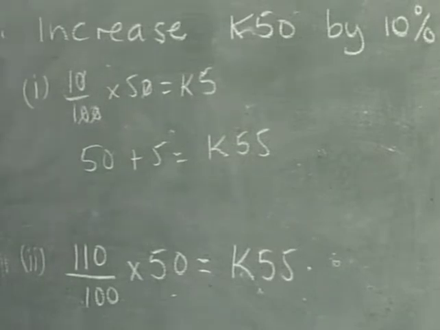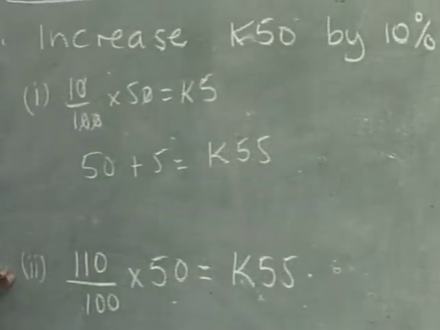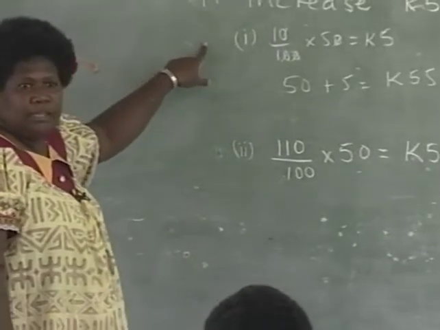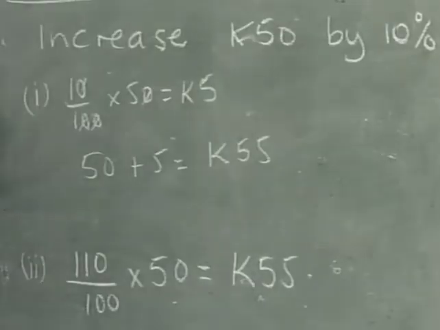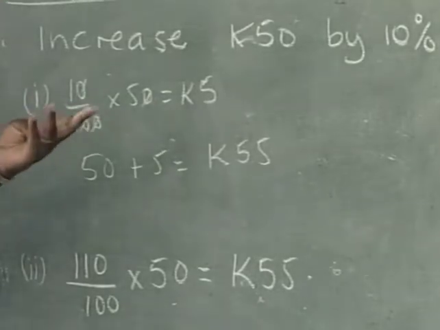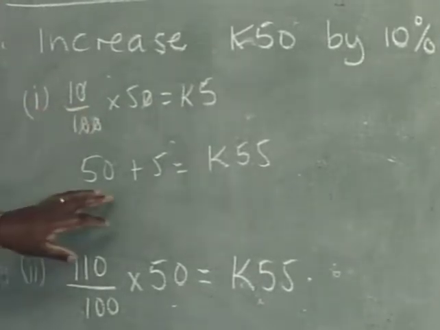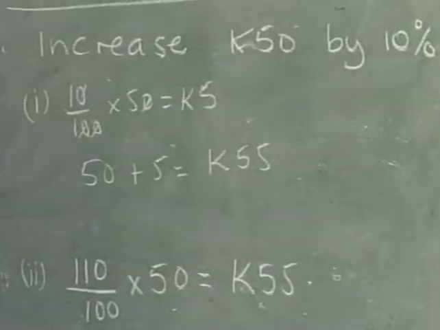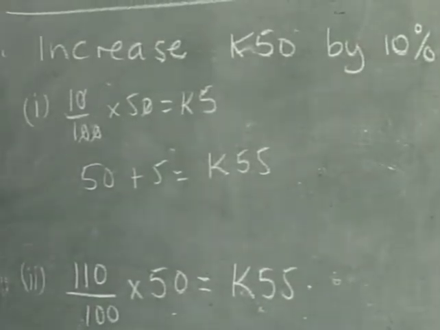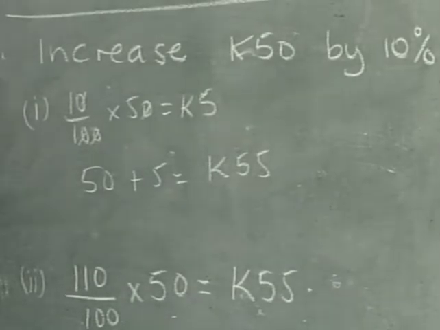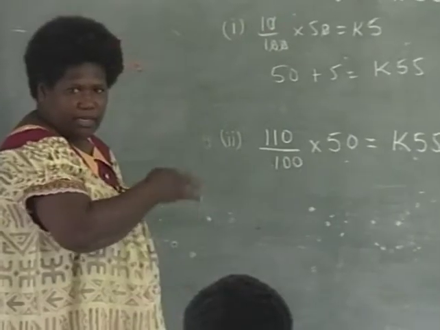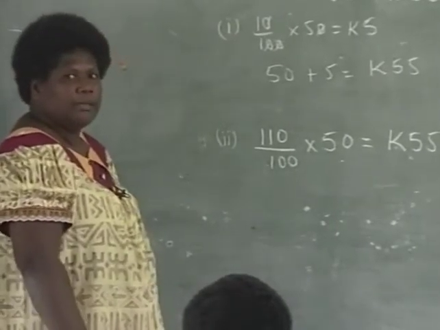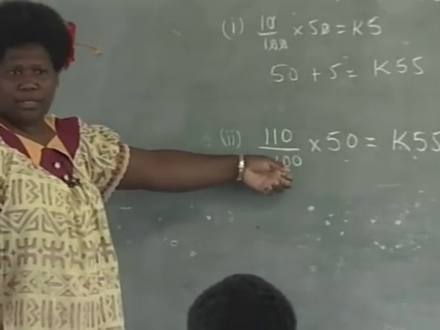Now, there are times where this one is much easier to use, especially if algebra is involved and the problem is a little bit more complicated. With a problem like this, it's very easy just to say 10% of 50 kina, and you will get 5 kina, and then you add. But if you were told an amount of money is increased by 10% and you get 55 kina, how would you get 50 kina? Sometimes it's easier to use this.